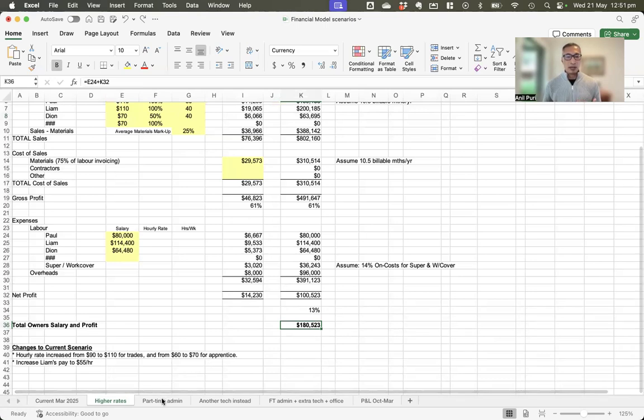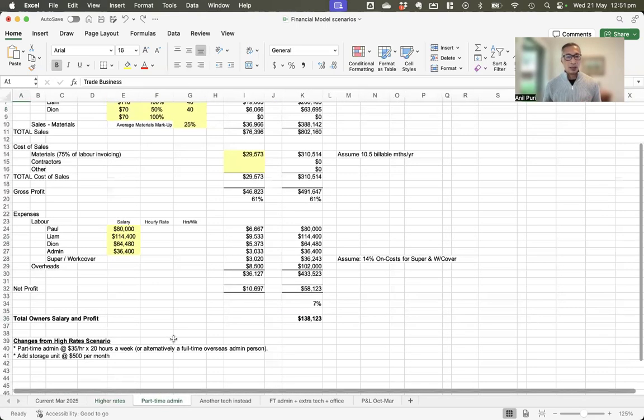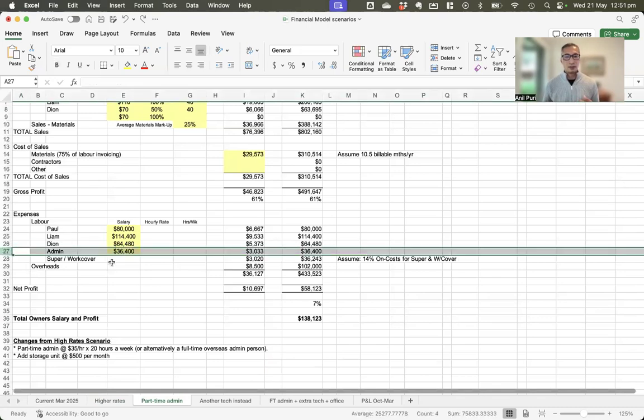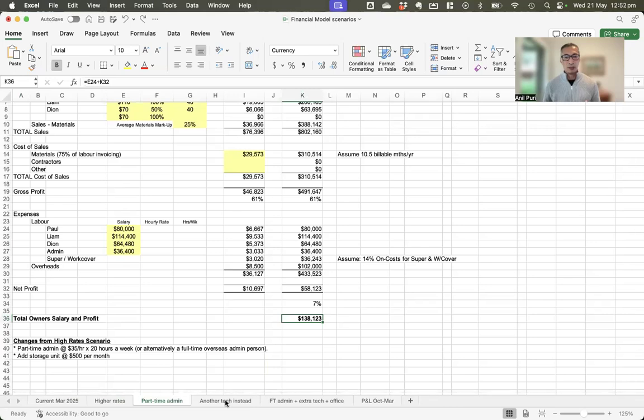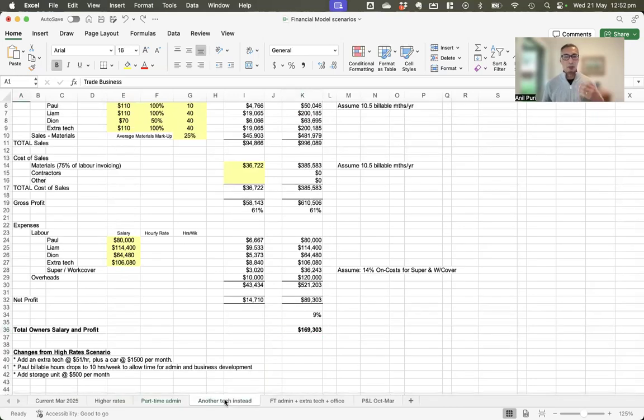Now, if you hired a part-time admin plus rented a storage unit, because he's just working out of his house at the moment, then obviously there's the costs of the admin person, plus I increased his overhead slightly. That reduces his take home or his profit. Instead of that, if you put another technician on instead, and so on.